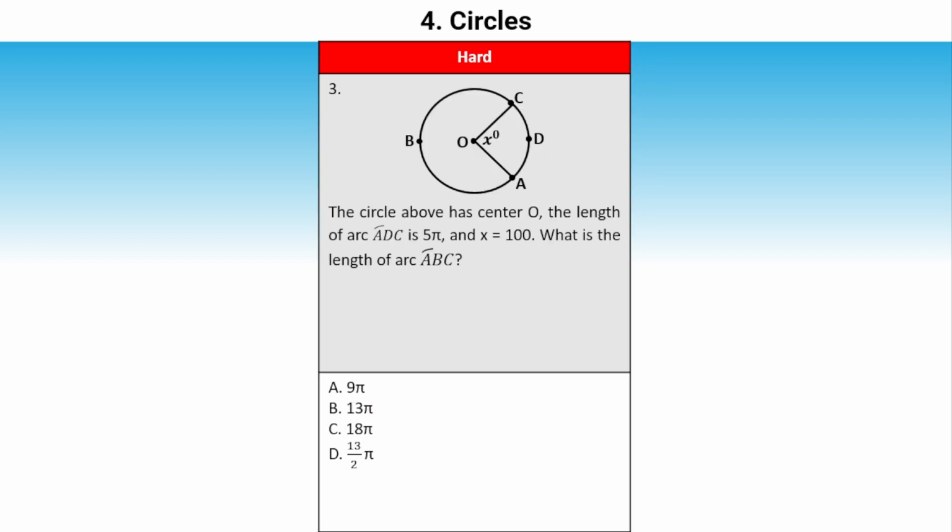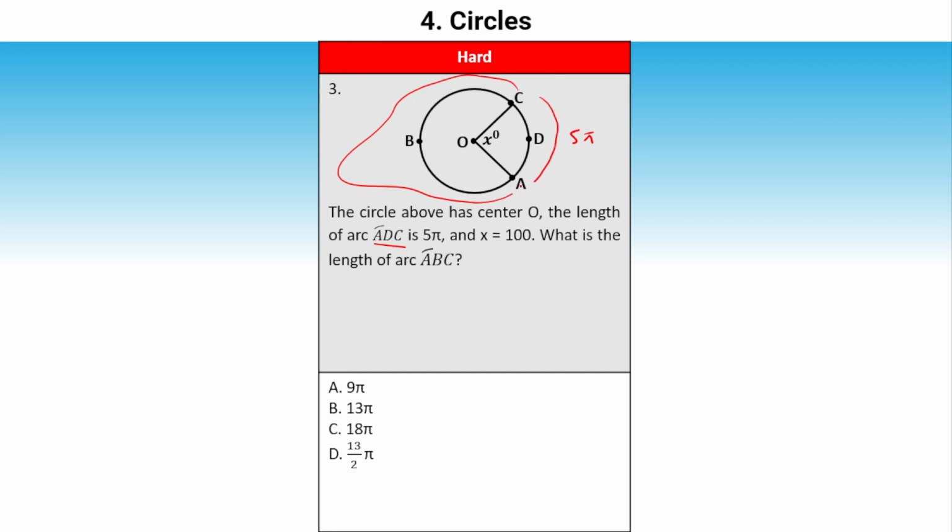So now let's move to the hard one. The circle above has a center O. The length of arc ADC is 5 pi, and x is 100 degrees. Okay, this angle is 100 degrees. What is the length of arc ABC? We have to find the length of this arc ABC. So what can we do? I think we have to find the radius first. If we find the radius, we will find the total length of the circle and subtract.